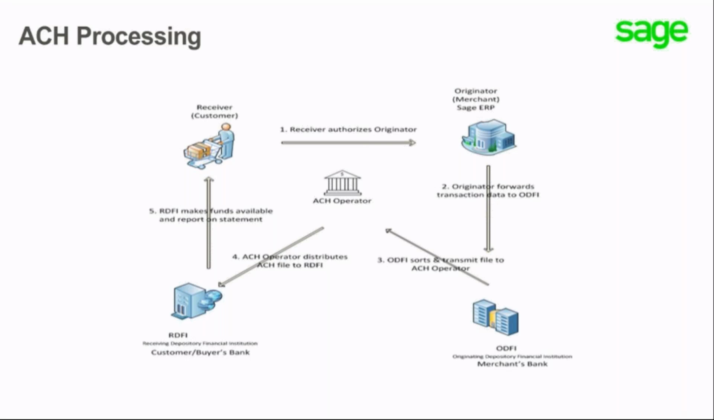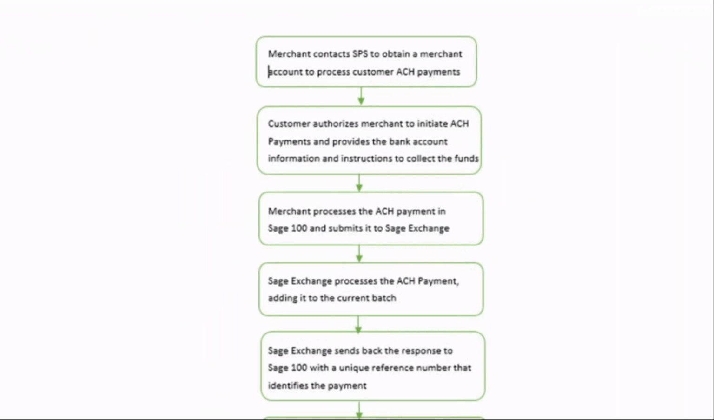ACH Processing gives you the ability to receive and process ACH payments from your customers through an integration with Sage Payment Center. So in order to use ACH Processing, initially you need to contact Sage Payment Solutions to obtain a merchant account to process customer ACH payments. Your customer will authorize you to initiate ACH payments, and they will provide you the bank account information and instructions to collect the funds.